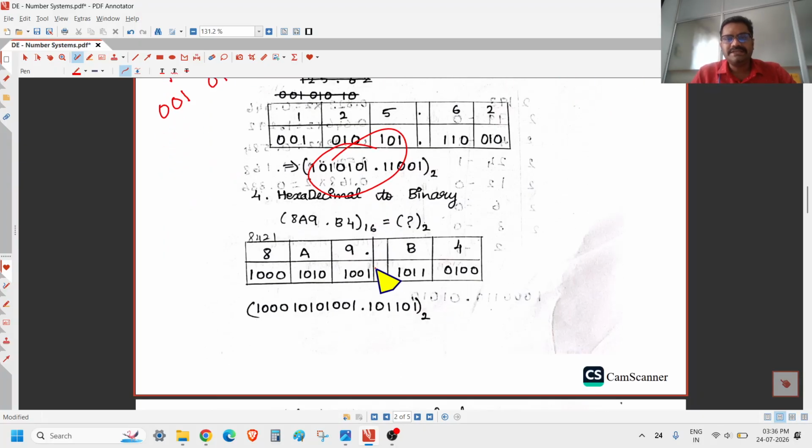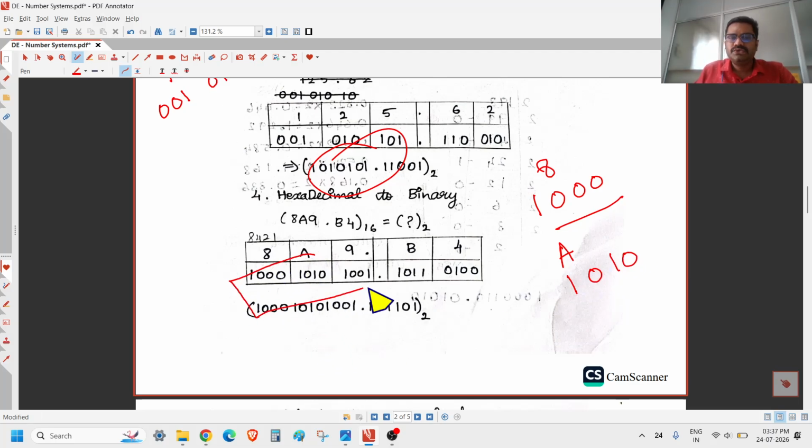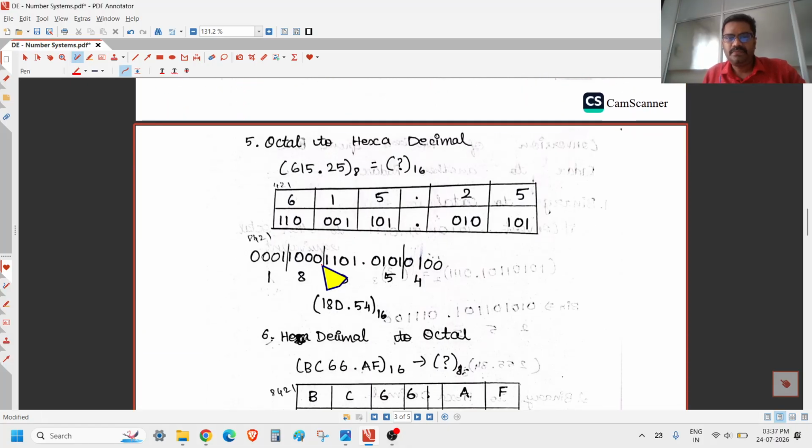Next, hexadecimal to binary is the same concept but with the help of the 8 4 2 1 combination. For 8, the 8 4 2 1 combination is 1 0 0 0. Likewise for A: A means 10, so what is the 8 4 2 1 combination? 1 0 1 0. So likewise we have to complete the sum. This is how we convert octal or hexadecimal to binary numbers.